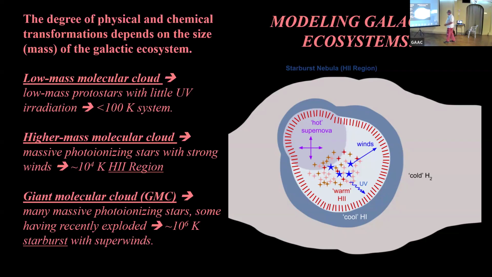And then finally, if you have a giant molecular cloud with millions of suns' worth of molecular gas, then you're eventually going to have a big enough cluster to have enough massive stars, one or more of which will have gone boom. And that will produce a hot supernova. So there might be a region within the galactic ecosystem where you have million degree gas, which is exerting tremendous pressures and might even breach the system, producing a superwind. So that's a basic model, which I'm sticking with.